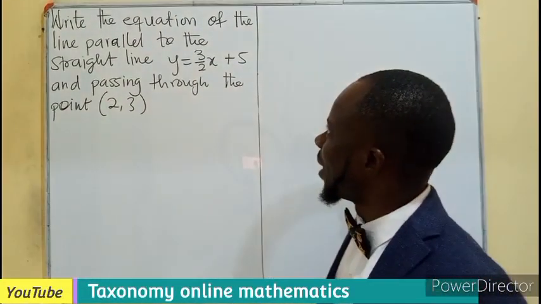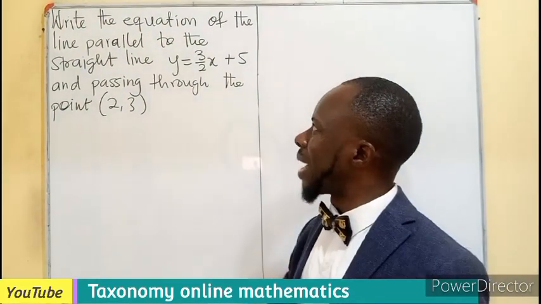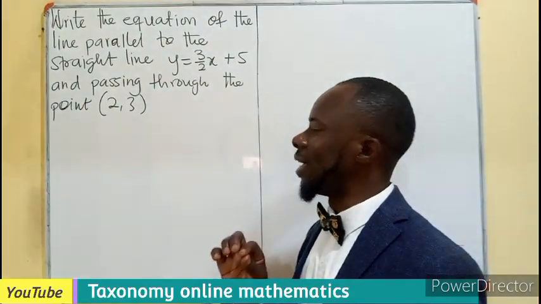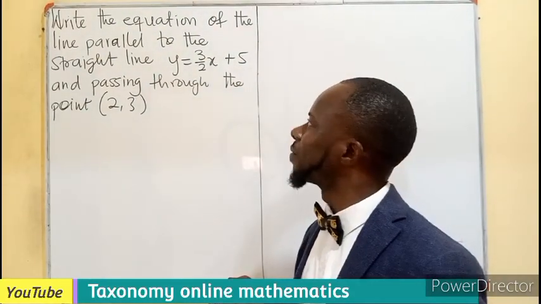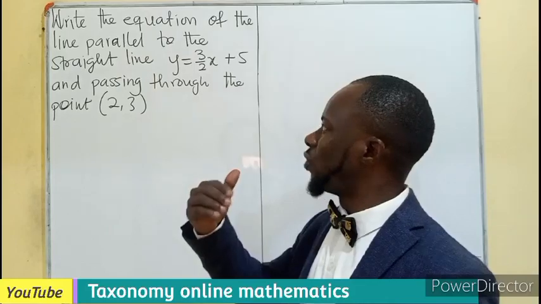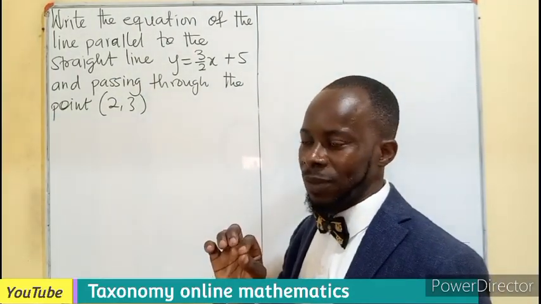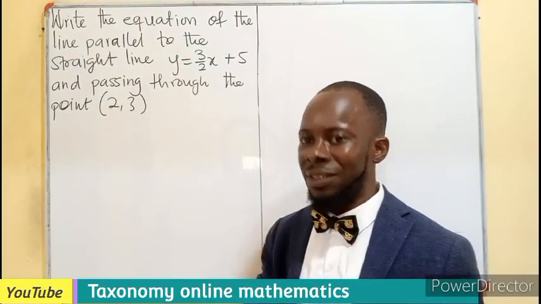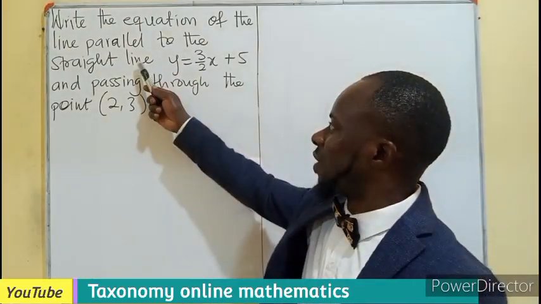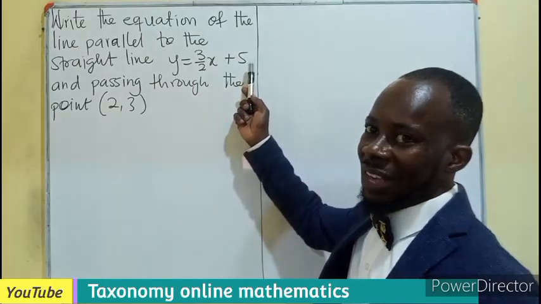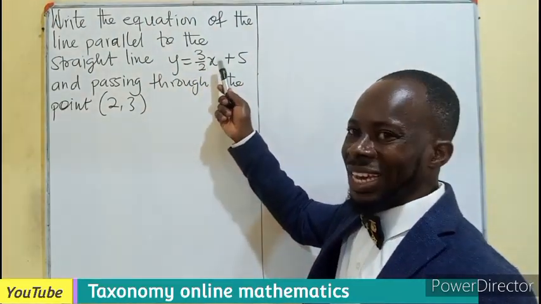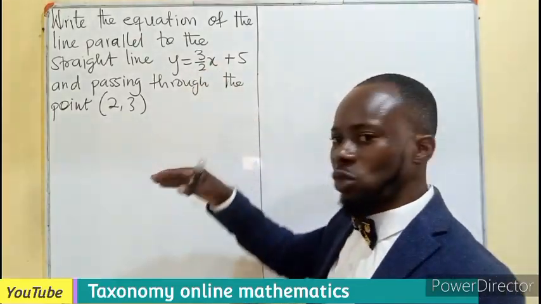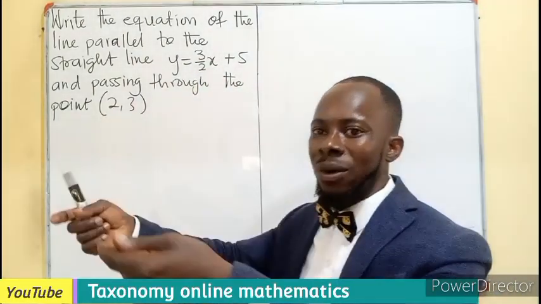Write the equation of the line which is parallel to the straight line y equals 3 divided by 2x plus 5 and is passing through the point (2, 3). So we know that two parallel lines have the same gradient. So if the straight line equation is given to us, we need to find the gradient of that particular line. That gradient is also equal to the gradient of the line that is parallel.